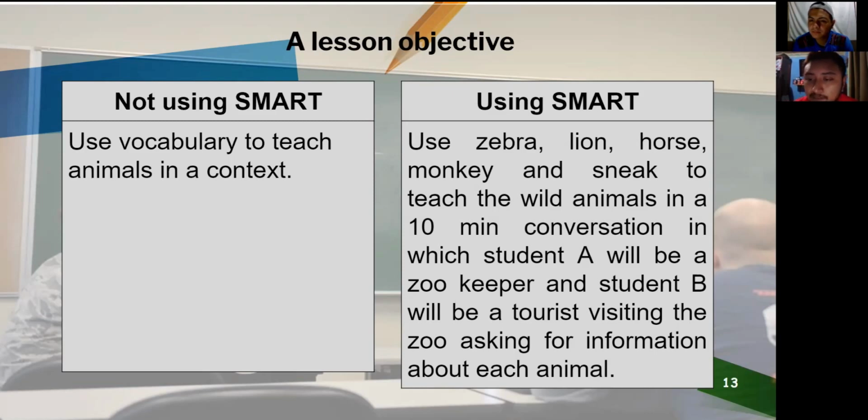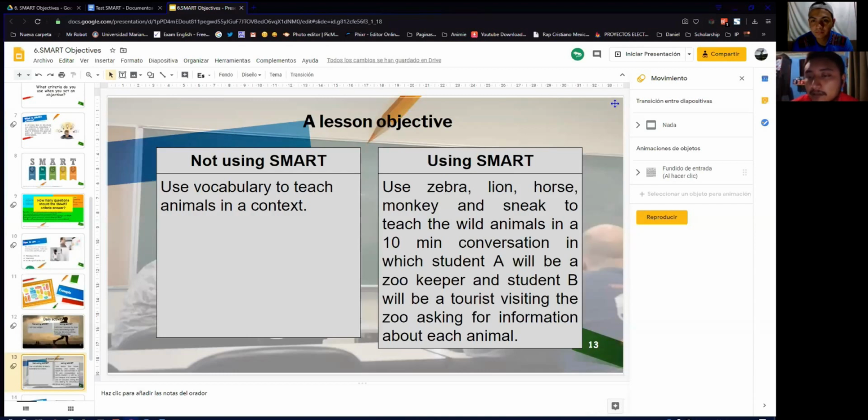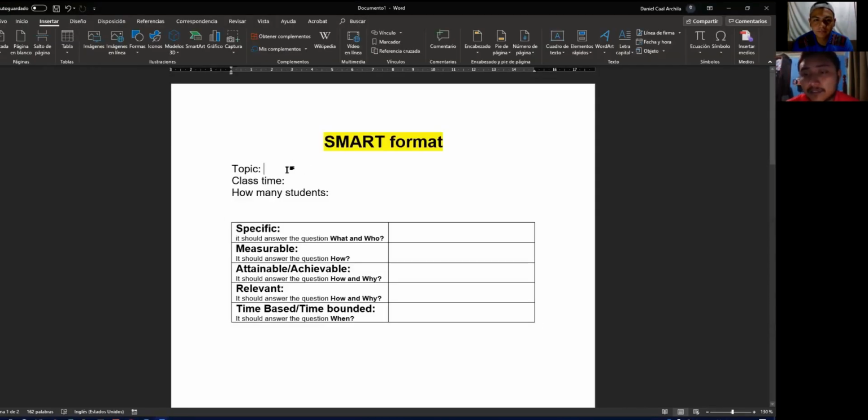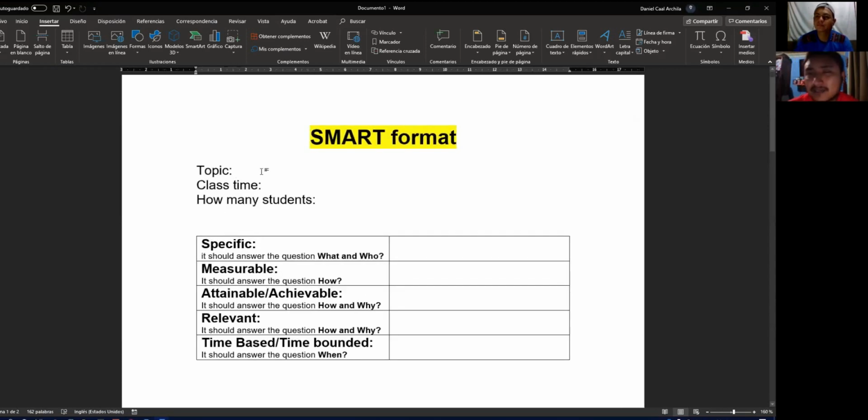So first, one of the first things that we will need to know will be what will be the topic for this SMART objective. Also, the time or the period that you will be giving this class, and the quantity of students that you will have. Okay, so my next class is gonna be about simple past, and I have a 40 minutes class, and I have 16 students.